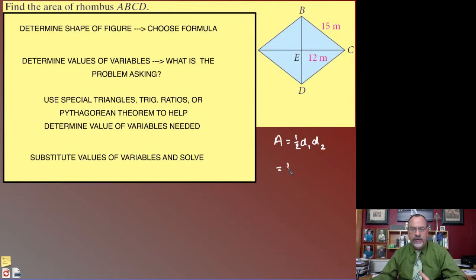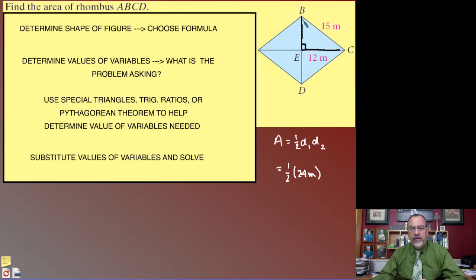So I can substitute in one of my diagonals. I'm having trouble writing here. So I'm going to have 1/2, and then one of my diagonals is going to be 24 meters. Okay. Now the other diagonal goes from here to here. The problem is I don't know the length of this segment or this one or the whole thing. So I know I have a right triangle here. Can I use something to help me figure out this length here, or maybe the entire length?